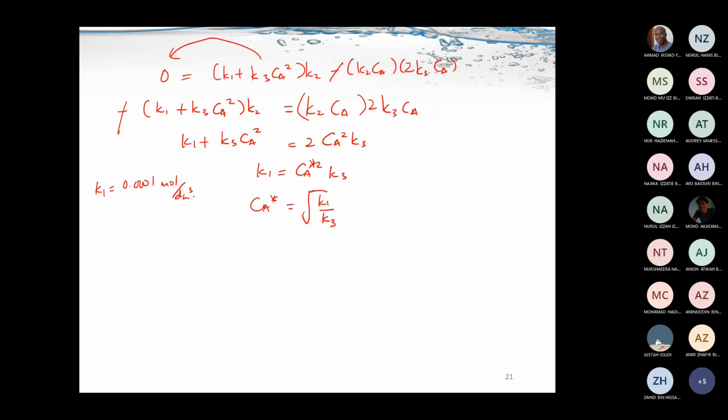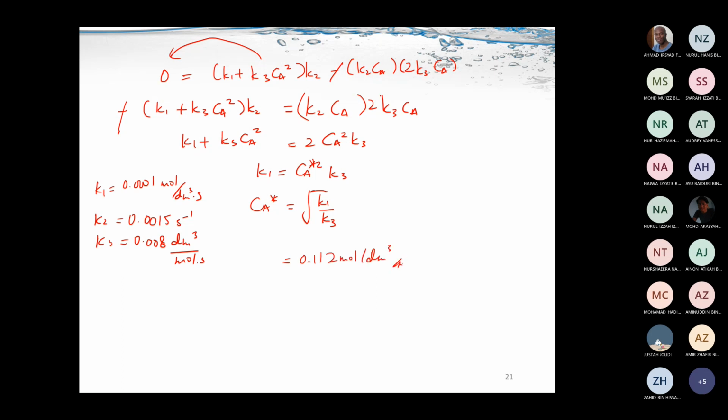As K2, K2 adalah 0.0015 S1 and K3 adalah 0.008 decimeter cube mol second. Okay, so masukkan balik nilai K1, okay, which is 0.001 over with K3 which is 0.08. Okay, so your CA value would be equals to 0.112 mol decimeter cube.